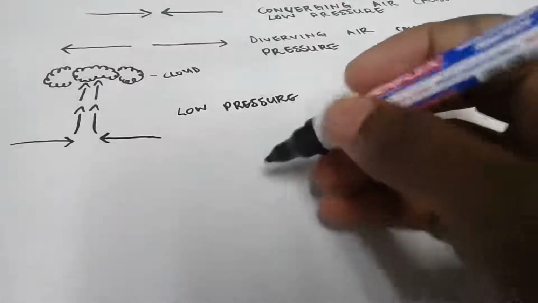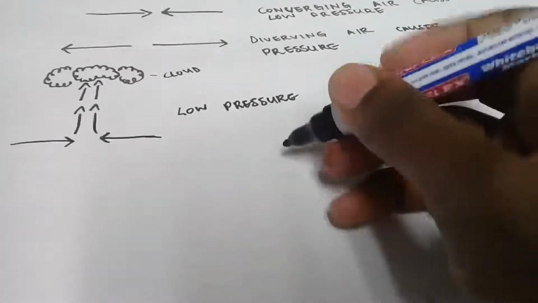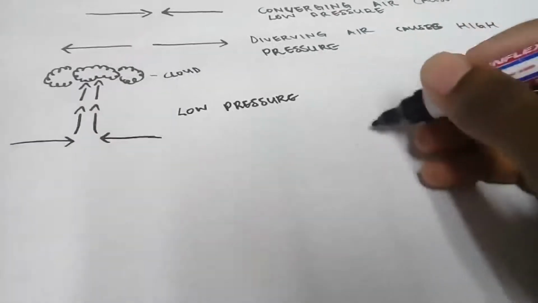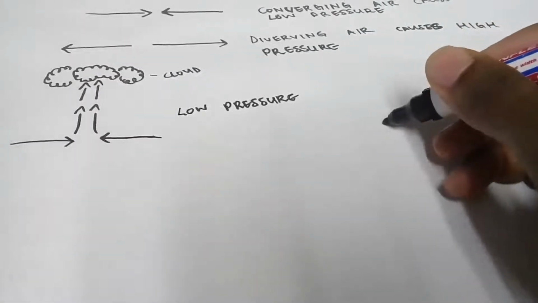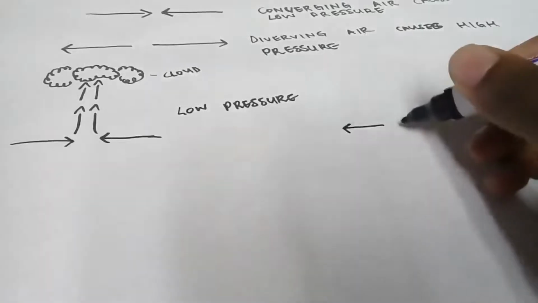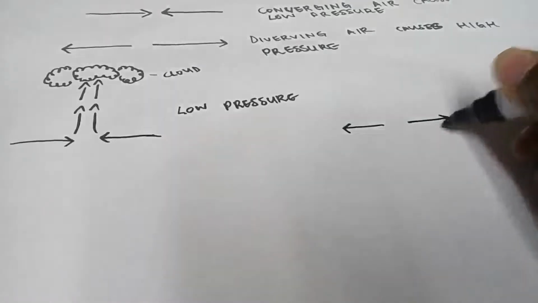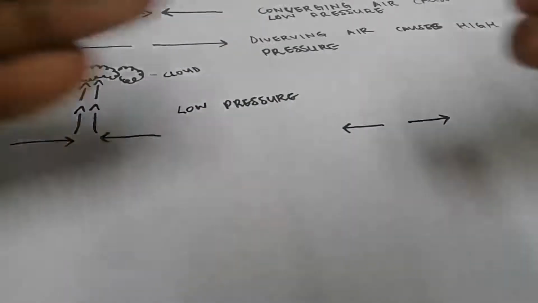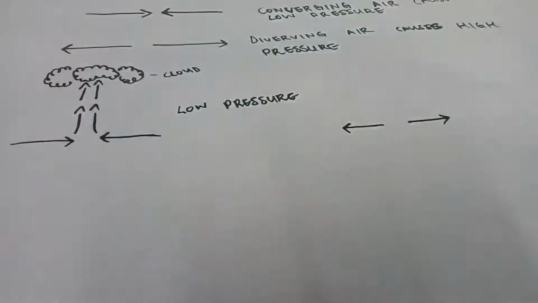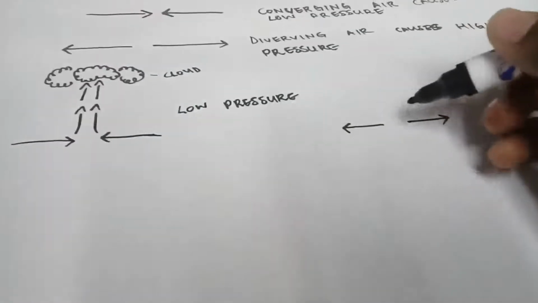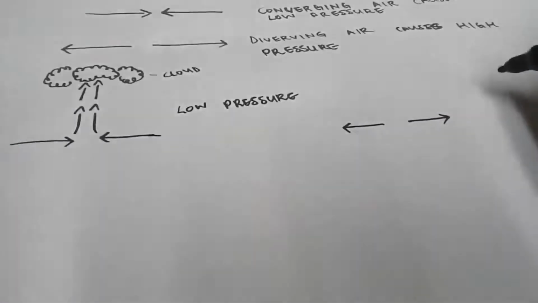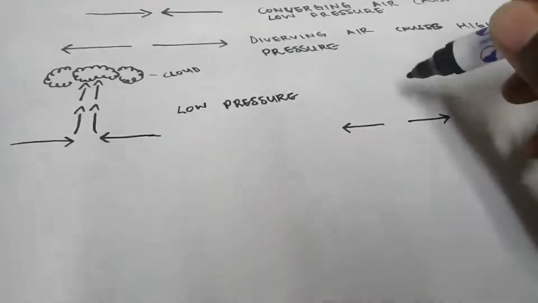So let's get to diverging air. This is diverging air, this one moving this side, this one moving this side. They are moving apart from each other. They are not moving closer to each other, they are not converging. So diverging is the opposite of converging. So when two air masses diverge, they cause high pressure.